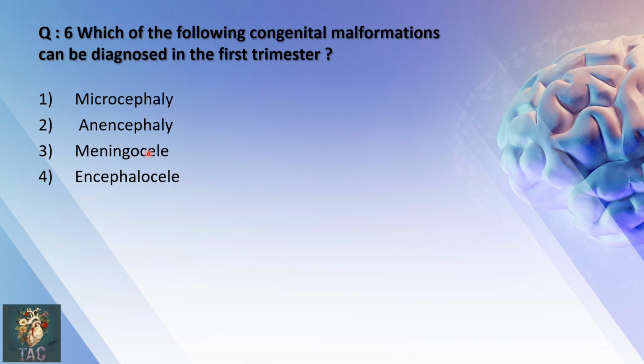Which of the following congenital malformations can be diagnosed in the first trimester? So remember, this is first trimester. That is microencephaly, anencephaly, meningocele and encephalocele. Write down your answers, please.